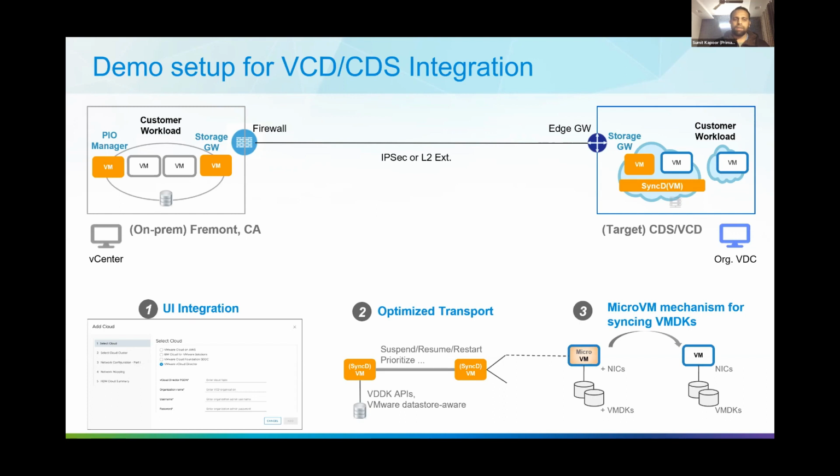So basically, on the premise, using the storage gateway, we would read the data using VDK APIs, which are basically VMware aware. We would encrypt, compress, and send it to the SYNC or the storage gateway at the cloud endpoint, which would then transfer this data onto the micro VM service injected within the virtual machine. With that service, we would be writing the data directly onto the VMDK. And once the data has been transferred, we would remove our service and get the virtual machine up and running on the VDC end itself.